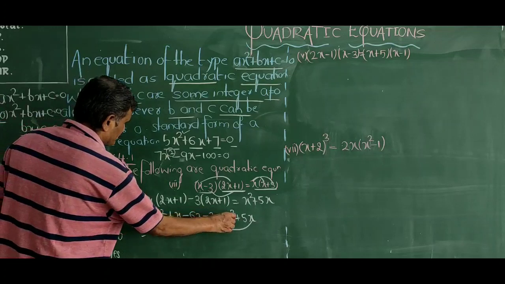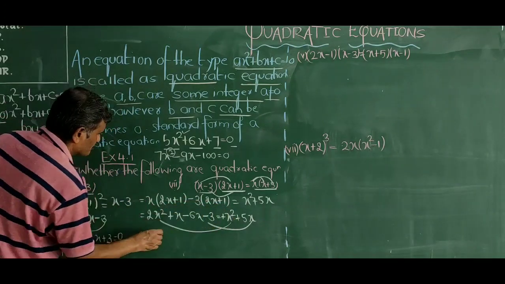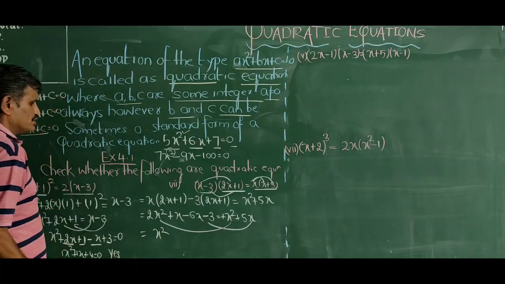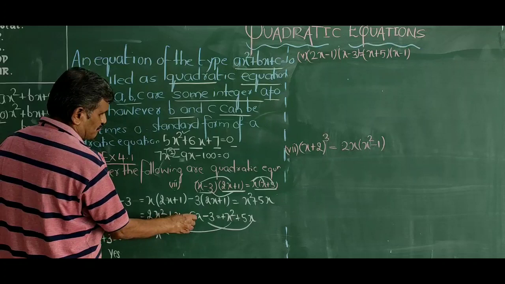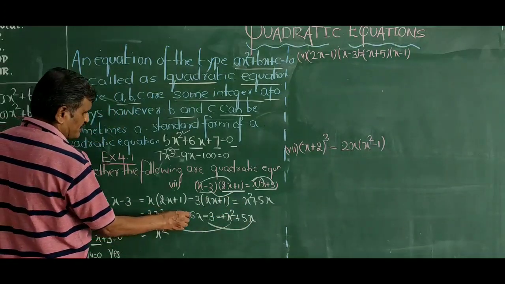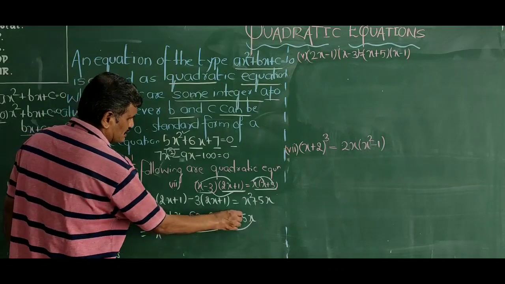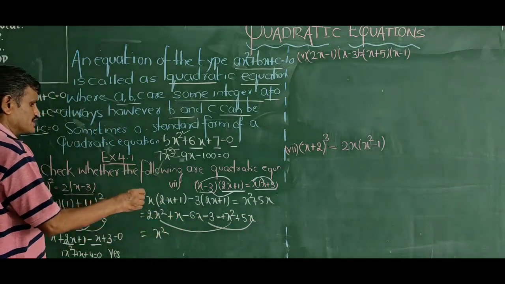If I transpose this plus x square, it will become minus x square. So 2x square minus 1x square is 1x square. Now this is plus x minus 6x, which is minus 5x, and this plus 5x if I transpose it to the left side, then it will become again minus 5x.